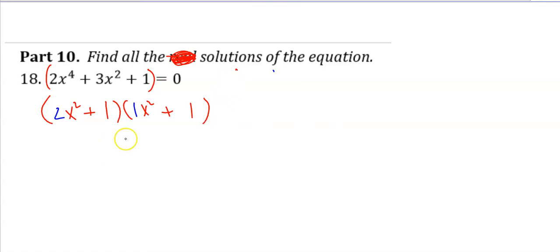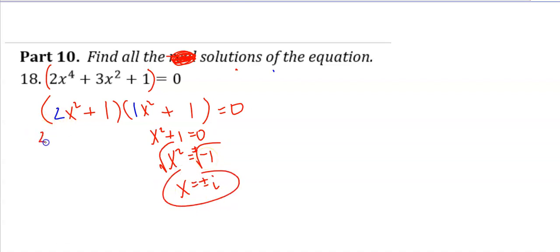Okay, so let's keep going here. So we can't really factor anymore over the real numbers. So I'm going to set x squared plus 1 equal to 0 and solve. And so I get x squared equals -1. Root both sides. Don't forget plus or minus. So x equals plus or minus i.